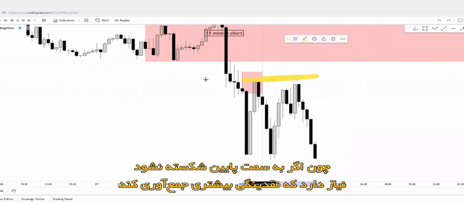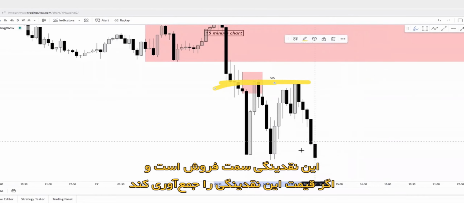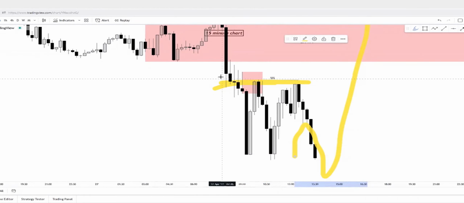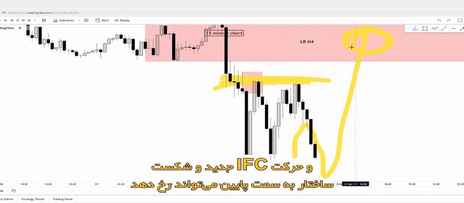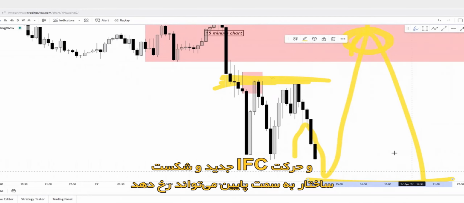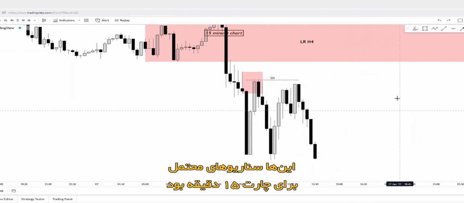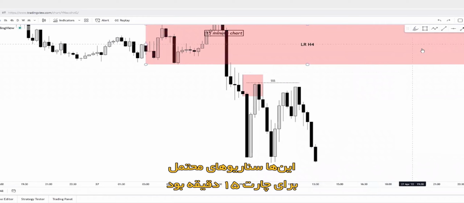It has to collect more sell-side liquidity. This is the sell-side liquidity, and if price collects the sell-side liquidity, all of the orders will be converted into new orders right here at this order block, and the new inefficient push can happen to the downside with the break of structure. So these are the possible scenarios for the 15-minute chart.